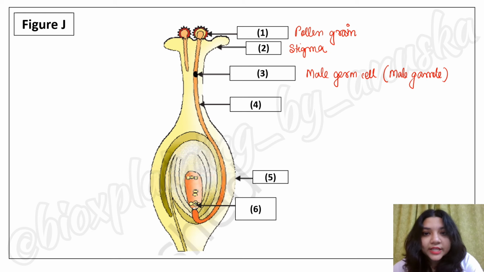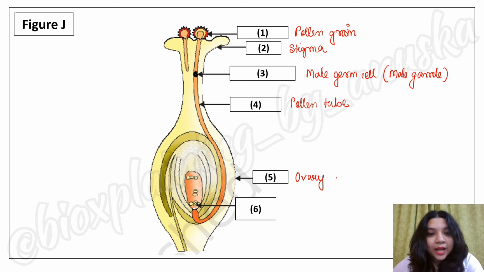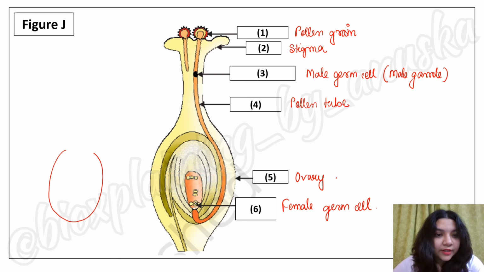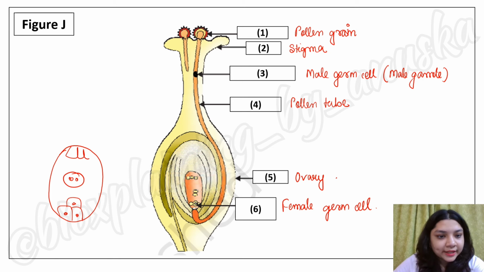Then part 4 is the pollen tube. So this is a tube extended from the pollen grain. Then part 5 refers to the ovary, inside which in number 6 the female germ cell is marked. Female germ cell. So just for a quick info, if this is the structure inside an ovule, the embryo sac, what you can expect is that you will have on the lower side 3 cells, in the center 1 cell with 2 nuclei, and on top again 3 cells. So out of these 3 at the bottom, one is known as the egg. Okay, so this is the female germ cell.